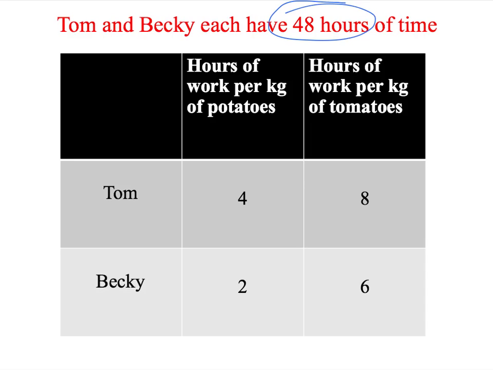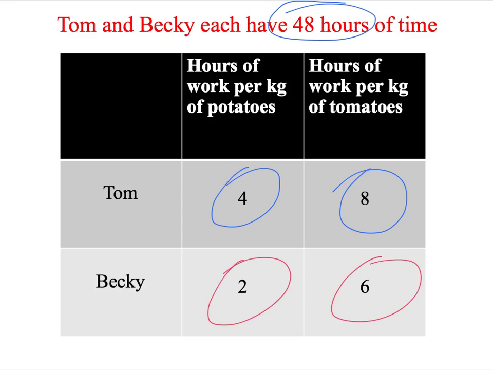Now, just a reminder, remember that it takes Tom 4 hours of work to produce a kilogram of potatoes, and it takes Tom 8 hours of work to produce a kilogram of tomatoes. In contrast, it takes Becky 2 hours per kilogram of potatoes and 6 hours per kilogram of tomatoes. You might want to write those numbers down because we're going to keep referring back to them.